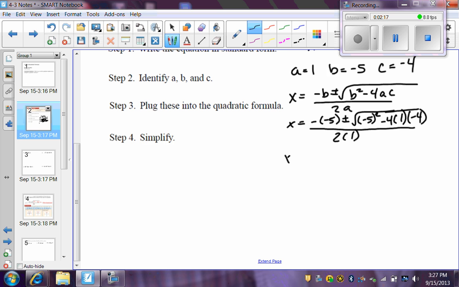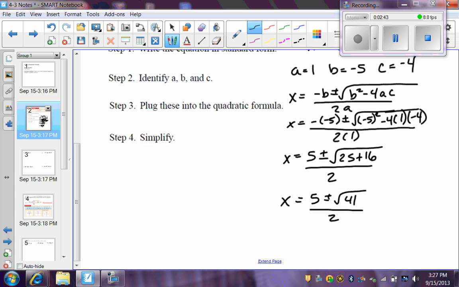So we have x equals negative and a negative makes a positive, plus or minus the square root. Negative 5 squared is 25. Negative 4 times 1 times negative 4 is a positive 16. And 2 times 1 is 2. So that gives me x equals 5 plus or minus the square root of 41 all over 2. Next thing you want to do is ask yourself, can the square root be simplified? 41 cannot, so then we can just leave our answer like this.